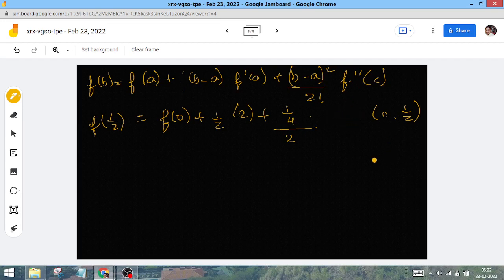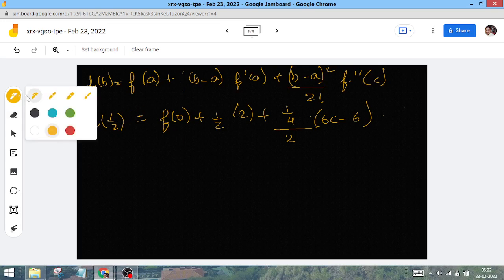So for f double dash of c, in f double dash of x we have to replace x with c, and we get the equation as 6c minus 6. So let me erase this part so it is not confusing in the further steps. Now we expand this equation by substituting the respective values.